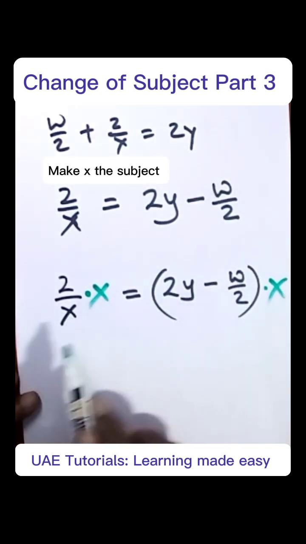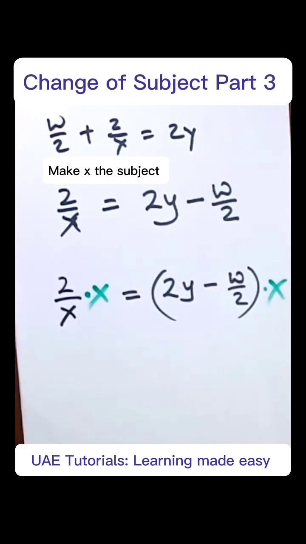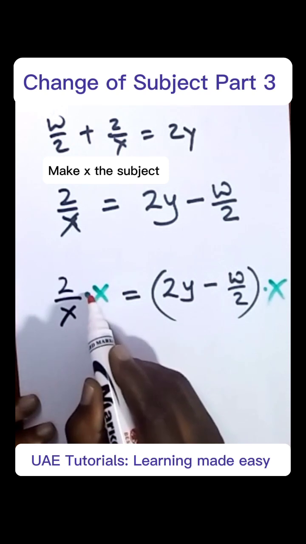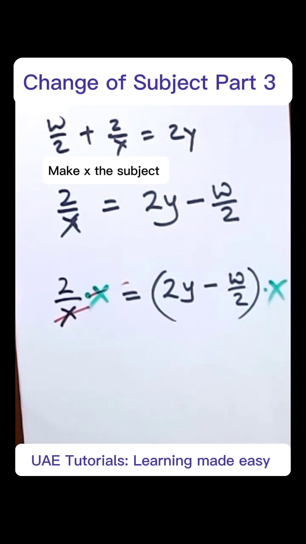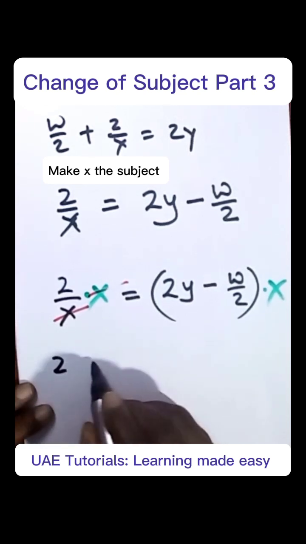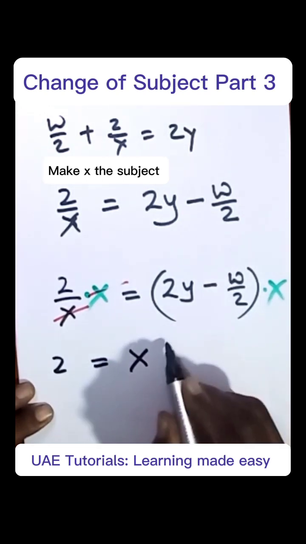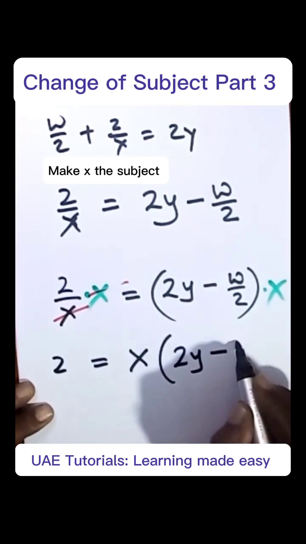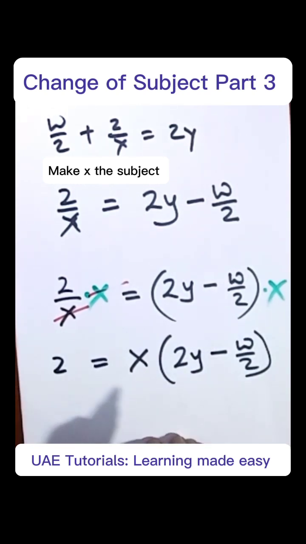So I simply use x to multiply both sides of the equation. And when I do that, the result is that this x and this x will go away. But it's getting a little bit more complicated because it is x that I want to make subject of the formula. So what I now have is that 2 equals x times 2y minus w over 2. Yes, but not to worry, nothing has gone wrong.